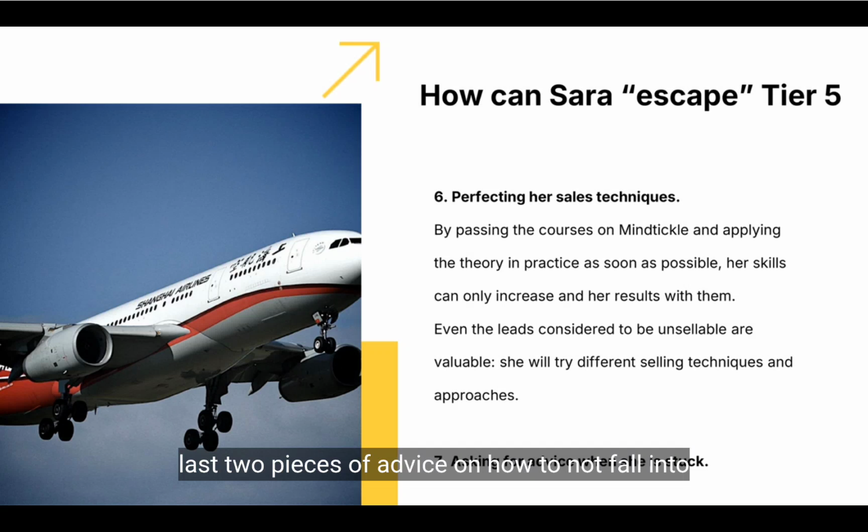The last 2 pieces of advice on how to not fall into Tier 2 are: continuously perfect your sales techniques, and ask for advice, if you feel that you are stuck. At the end, it is all about sales, or better saying, it is about your ability to close deals. It is the biggest myth that all the best salespeople are born with this talent. Most of them gained those skills throughout the time and a lot of investment in self-development.